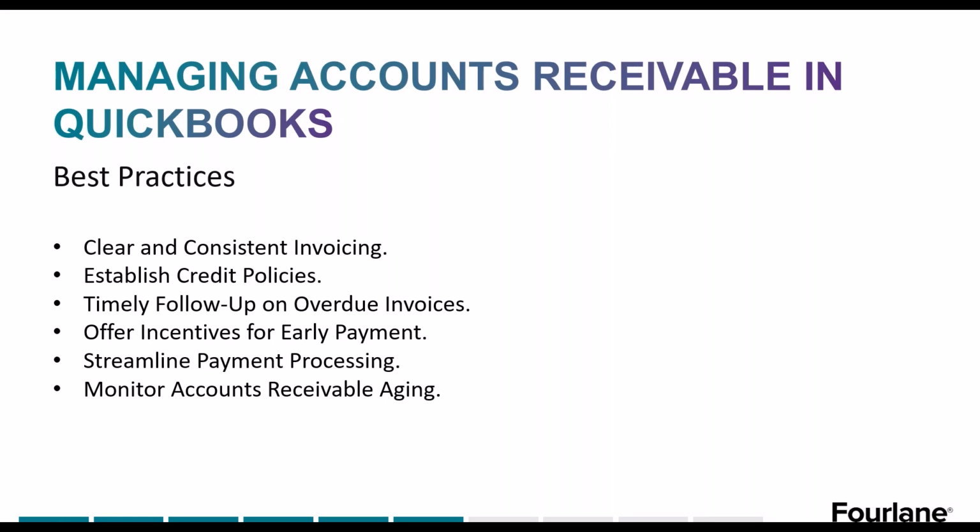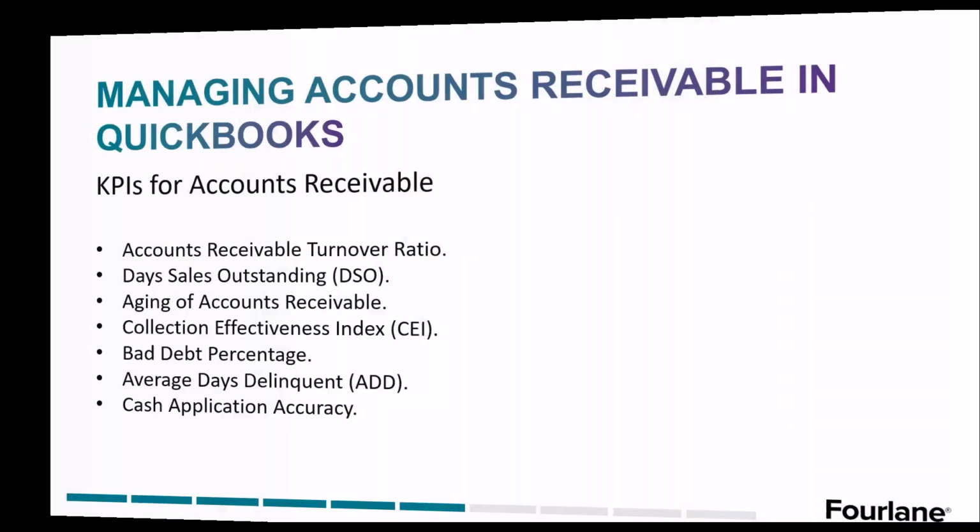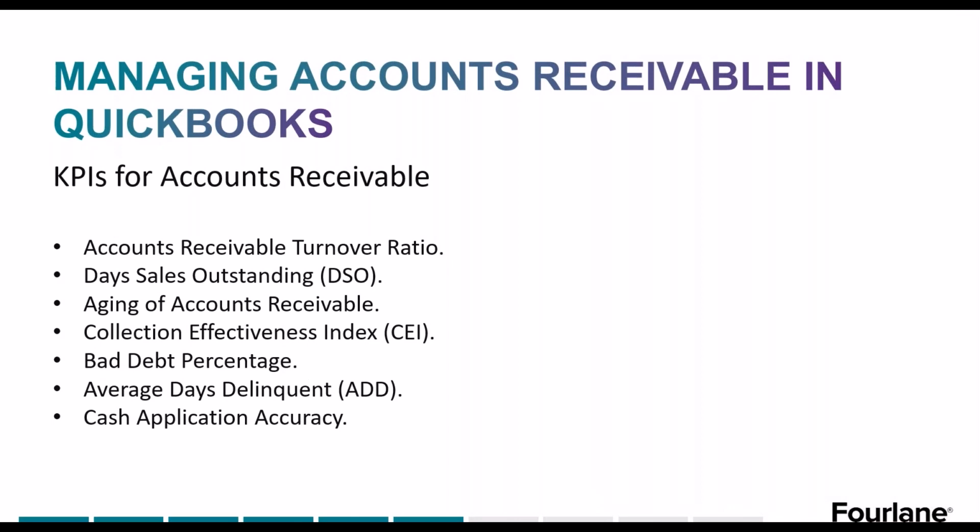Just a quick recap here, as we're just about out of time. Best practices: you want clarity and consistency. You want to make sure you have good credit policies in place. If someone's constantly late, you need to have a policy for that. You want timely follow-up. Sometimes offering incentives, like a 10% discount if paid within 10 days, whatever it happens to be. Streamline the payment processing and monitor your aging. There are certain key performance indicators to monitor the health of this process. These are a list of some of the ones you might want to take advantage of and keep track of.